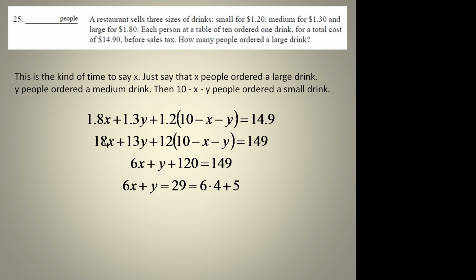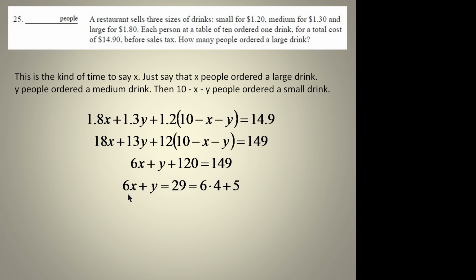To solve this, you want to multiply both sides by 10 to get whole numbers, even the coefficients and also the variables X and Y. Let's simplify this. You will get an equation of X and Y. 18X minus 12X is 6X, 13Y minus 12Y is Y, and 149 minus 120 is 29. So you get this equation: 6X plus Y equals 29.